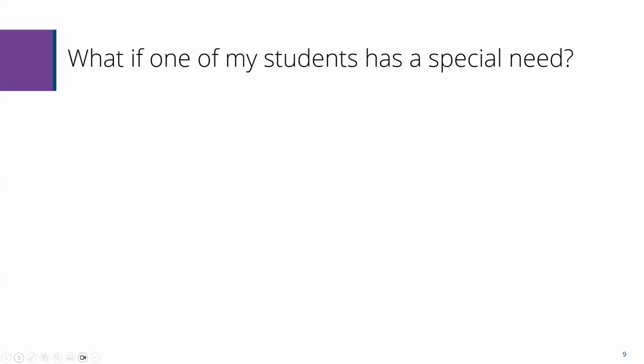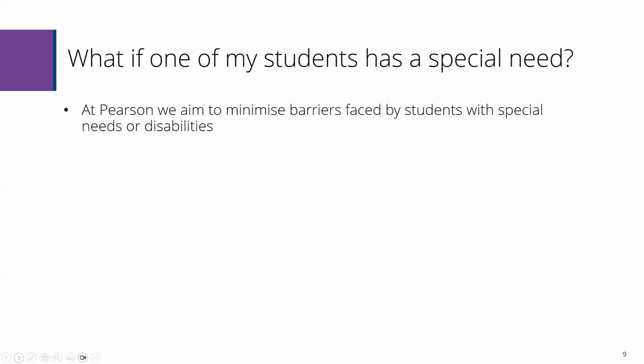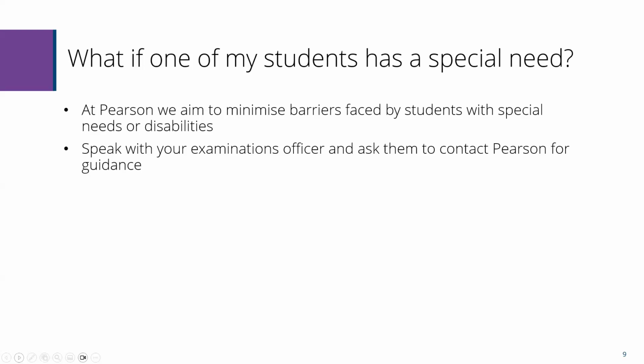So moving on now, just really to talk about if any of your students has a special need. What do you do? What adaptations do we make? One of the things we say at Pearson is that our approach really is to aim to minimize any barriers faced by students with special needs or disabilities. So please speak to your exams officer and ask them to contact Pearson for guidance if you think that applies to one of your students specifically for this speaking test.